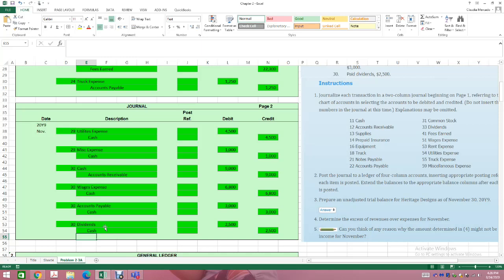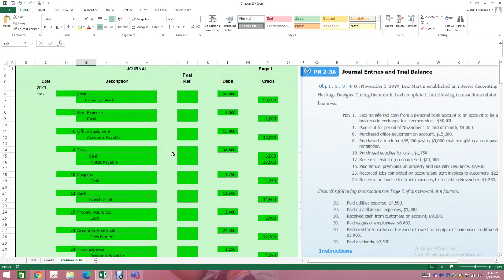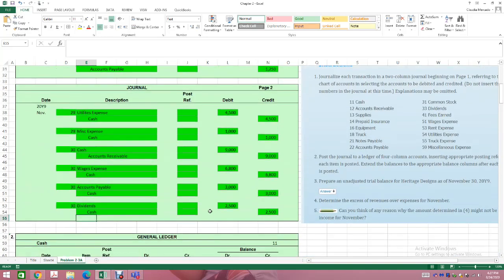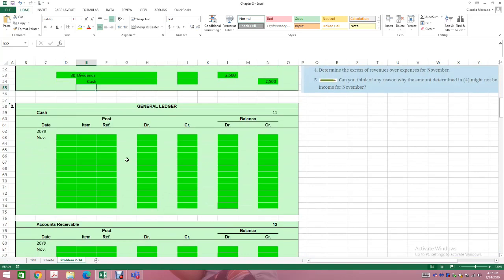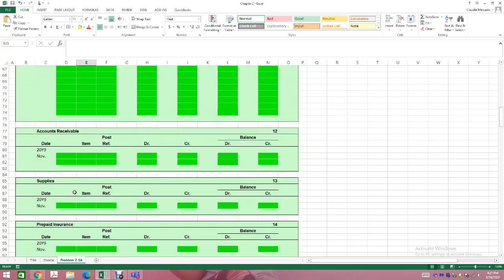Now we're going to go to the part that is a little bit more challenging. We need to transfer all of these entries that we have in our journal, page 1 and page 2, from our journal into our ledger. Okay? So a general ledger is basically a summary by account. Every account has a general ledger.